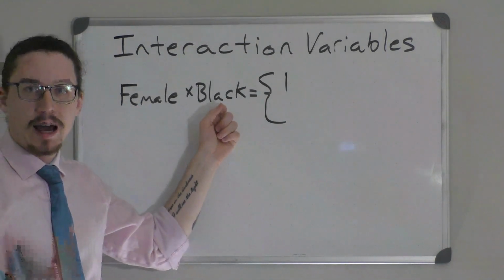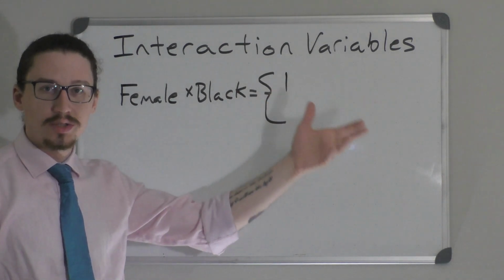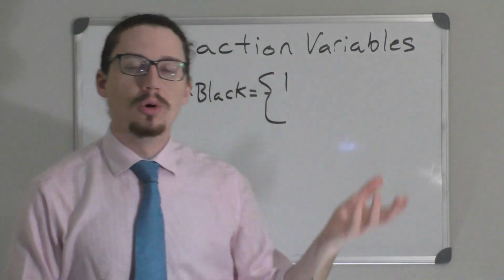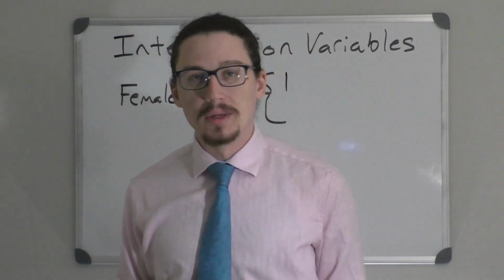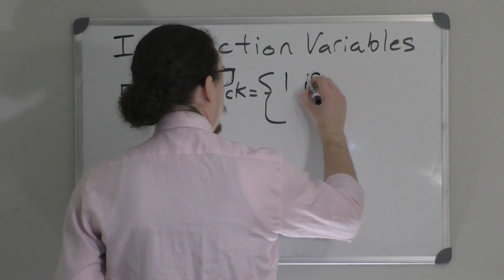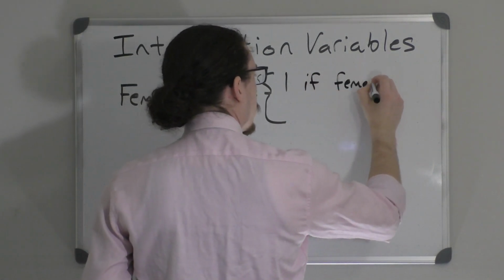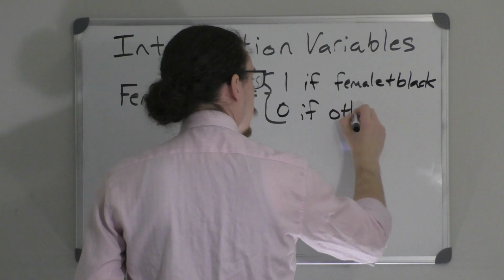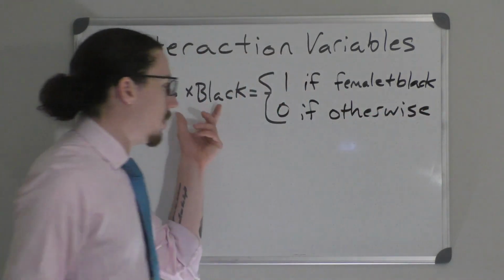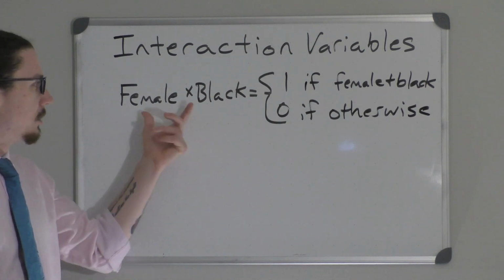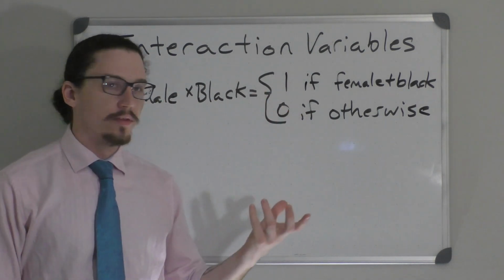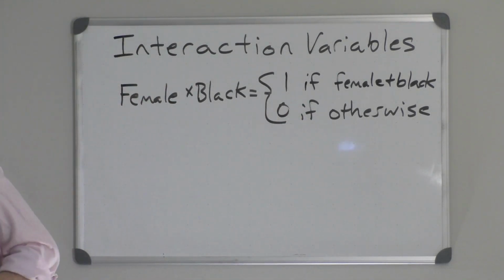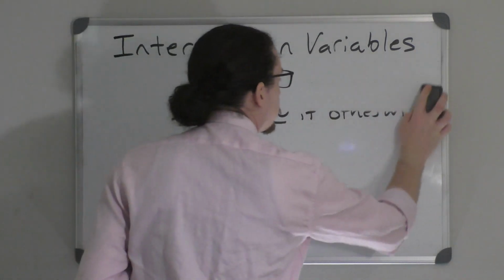If it's any other combination, somebody who's not female but is black, that's going to be 0 times 1, so 0. Someone who is neither female nor black, obviously that's going to be 0. Someone that is female but not black, again, that's going to be 0. So our interaction term, female times black, is going to equal 1 if we're talking about a black female, and 0 otherwise.